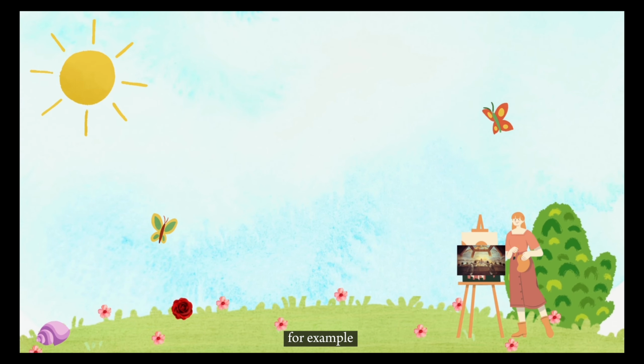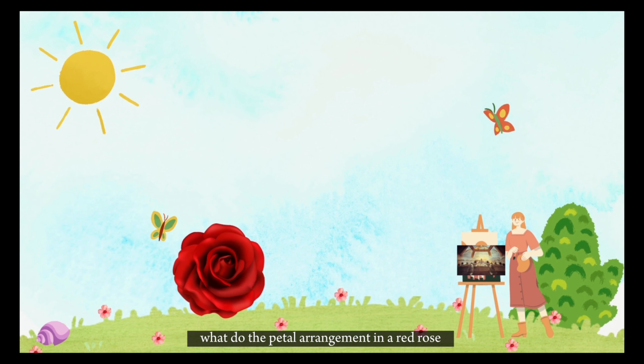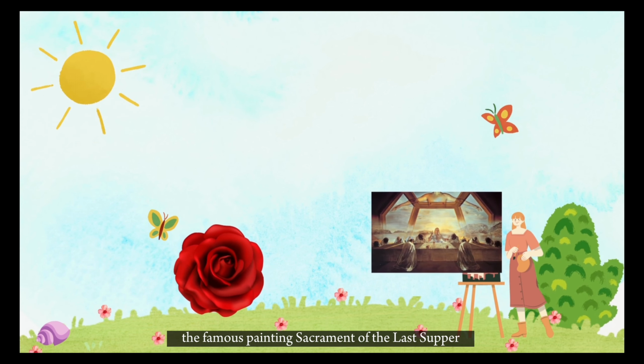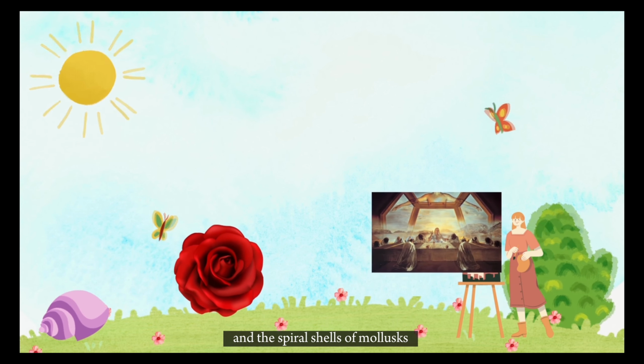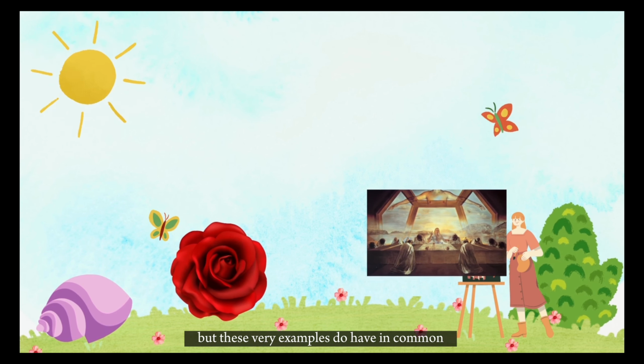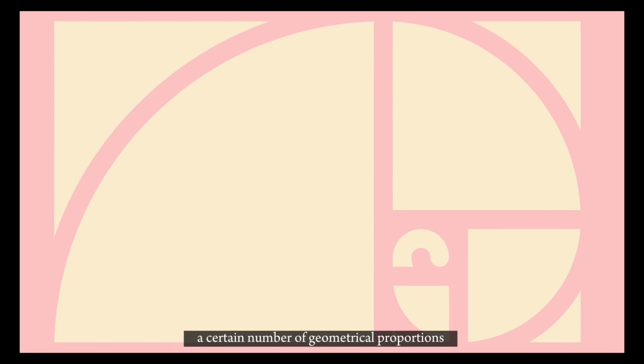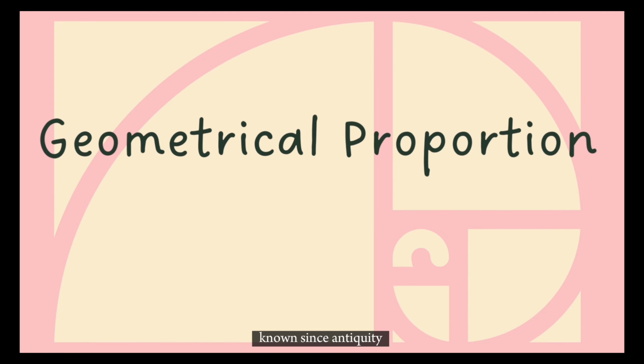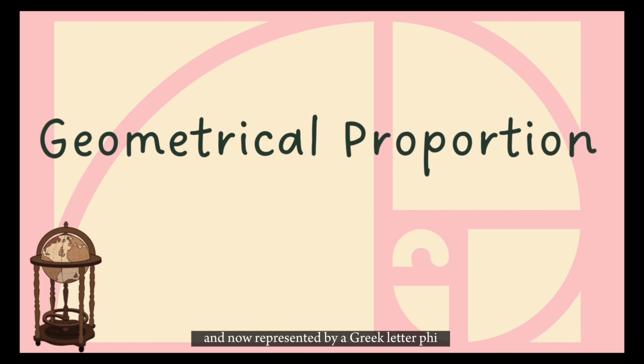Suppose I ask you, for example, what do the petal arrangement in a red rose, the famous painting Sacrament of the Last Supper, and the spiral shells of mollusks all have in common? Hard to believe, but these very examples do have in common a certain geometrical proportion known since antiquity and now represented by the Greek letter phi.